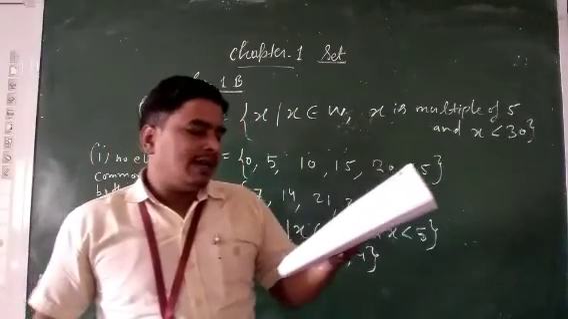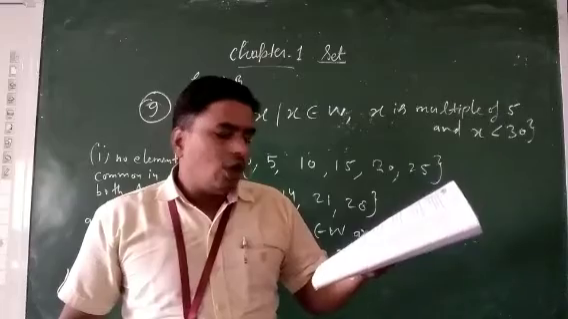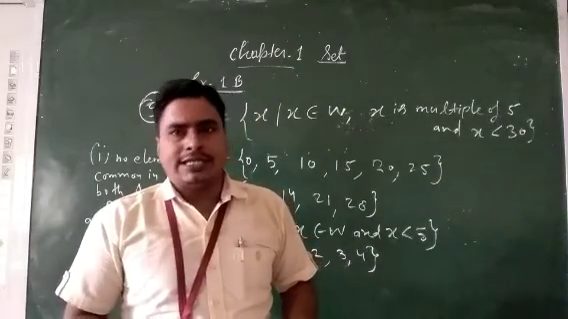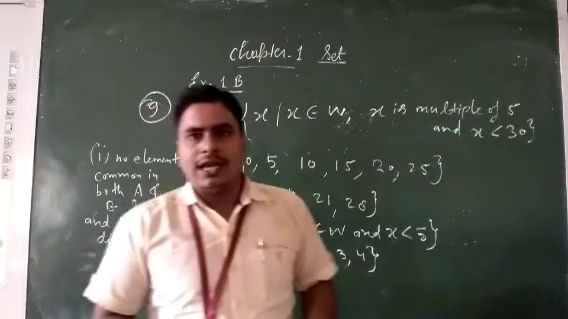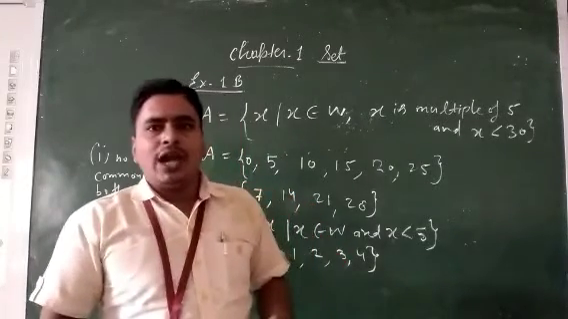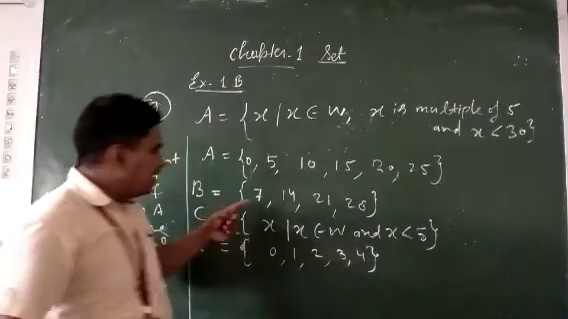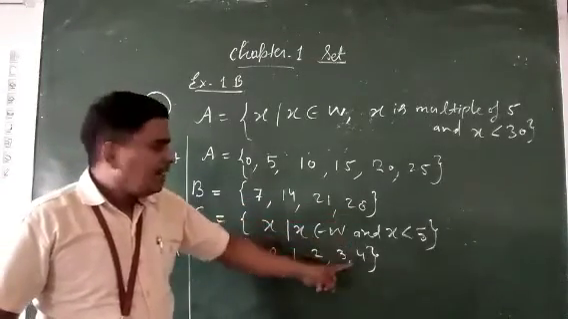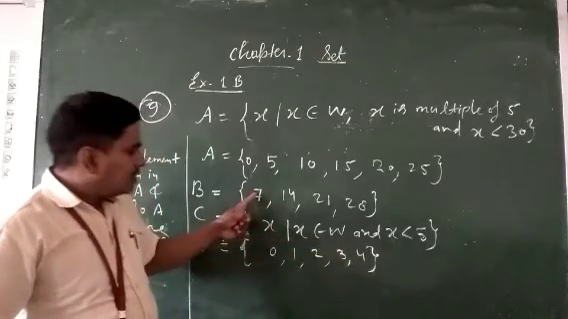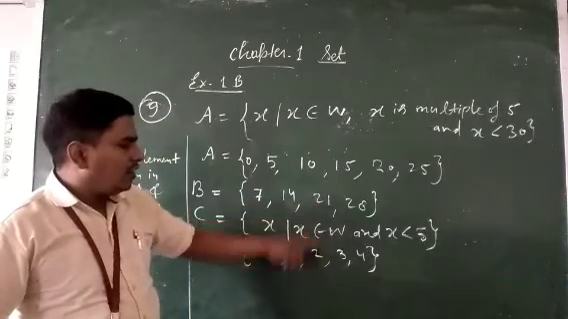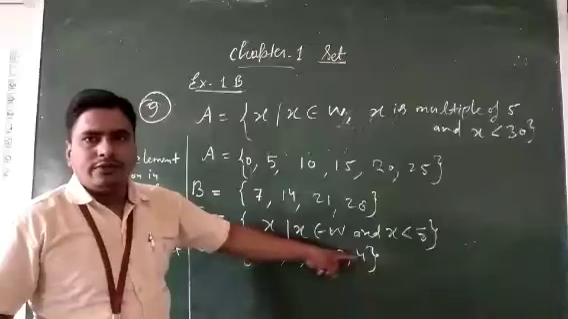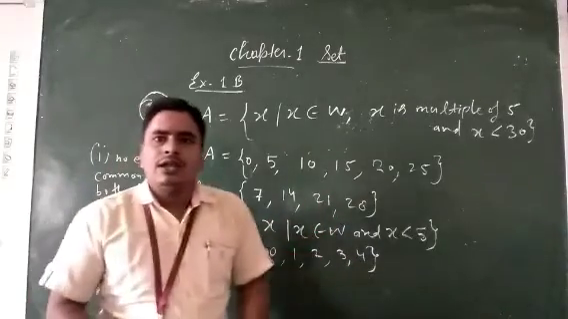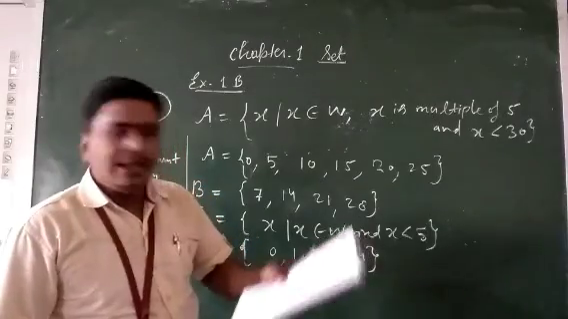Same we can say the third one. B and C are non-overlapping. Non-overlapping are disjoint. Both words are same. So B and C here again, no element in common in both set B and C. 7, 14, 21, 28 and 0, 1, 2, 3, 4. No element common. So both B and C are disjoint, non-overlapping set.